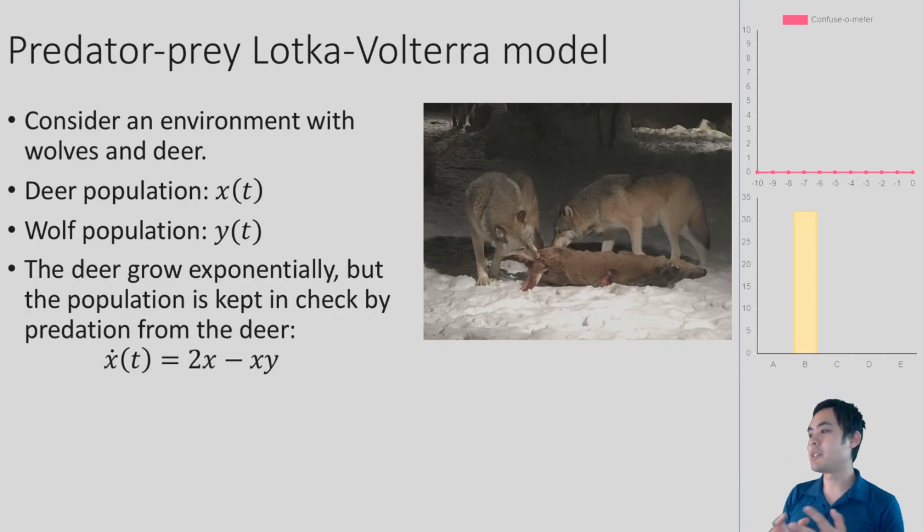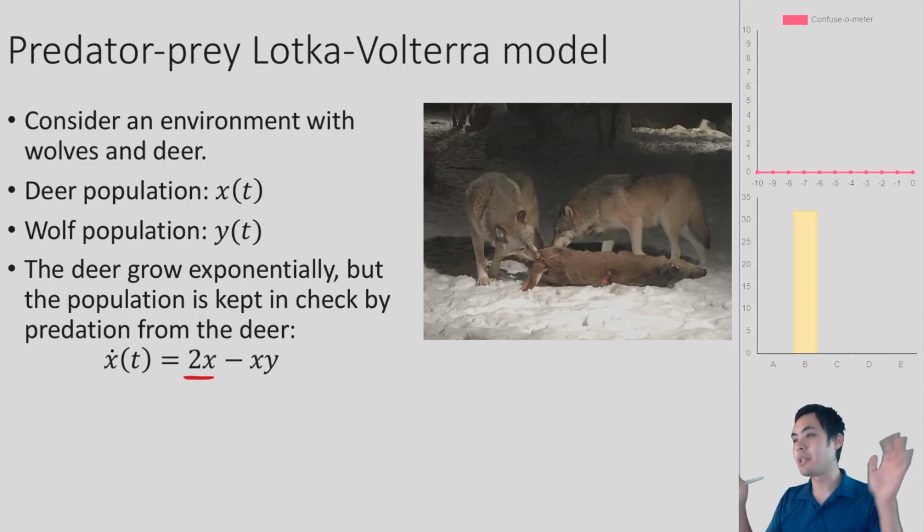So let's model this. One way of modeling this is to say the deer grow exponentially, but the population is kept in check by predation from the wolves. So here, what we're saying is this is the exponential growth for the deer. With that, if there weren't any wolves at all, the deer would just grow exponentially. Now, this isn't necessarily a great model because, as we know, things can't grow exponentially forever. Eventually, it'll hit some limit.